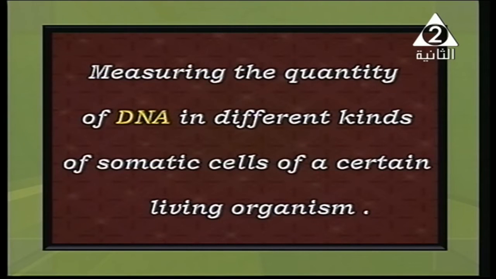Measuring the quantity, the amount of DNA in different kinds of somatic cells. What does it mean, somatic cells? Somatic cells are any cells inside your body except the cells of the reproductive organs. I mean the cells that form your tissue and your body, except one type of cell, which is the reproductive organ. Somatic cells of a certain living organism.